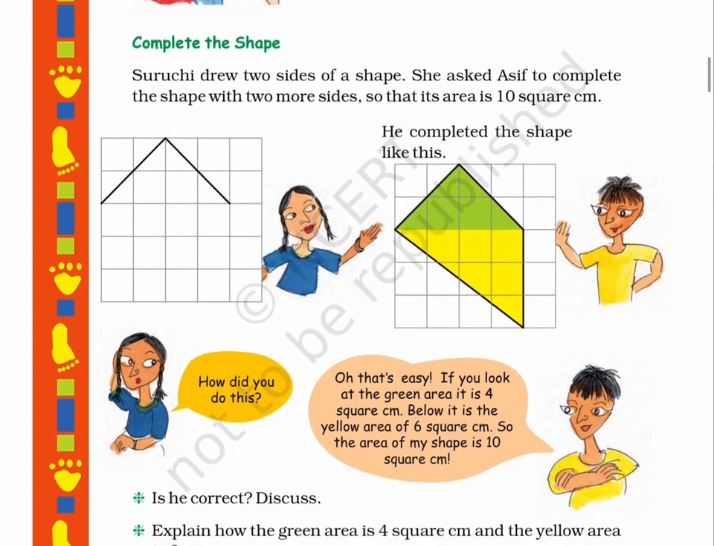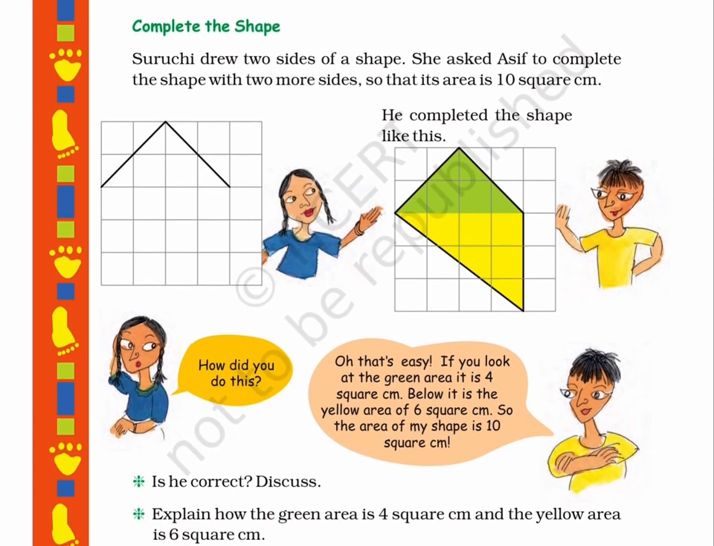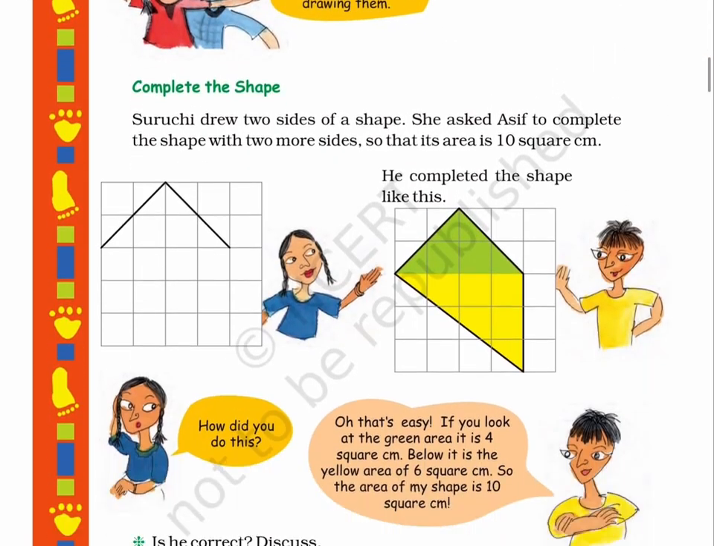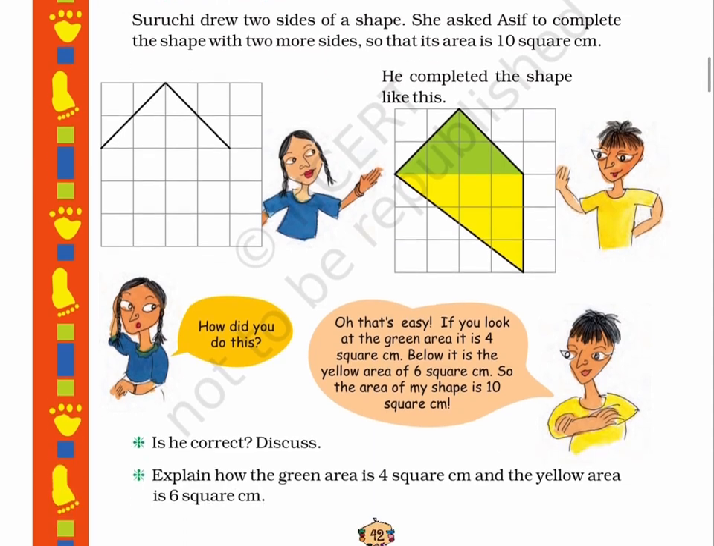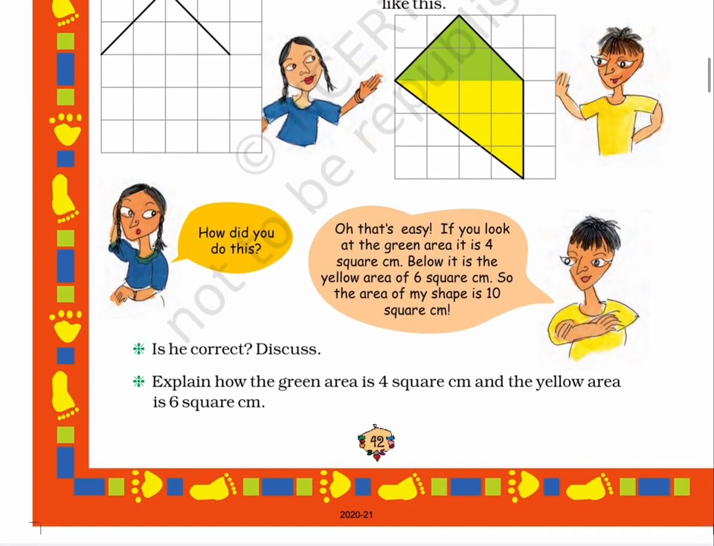Suruchi asks, "How did you do this?" Asif replies, "Oh, that's easy. If you look at the green area, it is 4 square centimeters. Below it is the yellow area of 6 square centimeters. So the area of my shape is 10 square centimeters." Questions. Is he correct? Discuss. Explain how the green area is 4 square centimeters and the yellow area is 6 square centimeters.